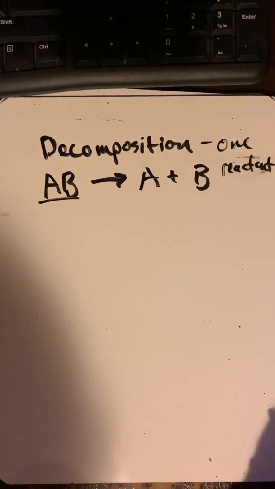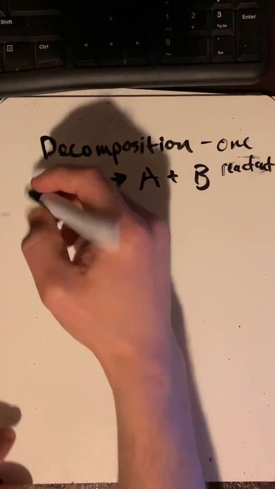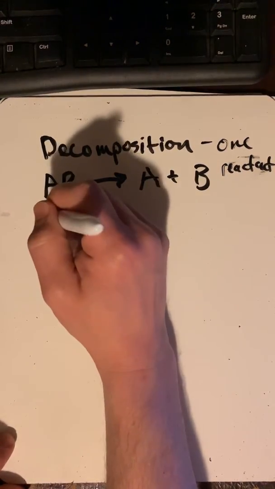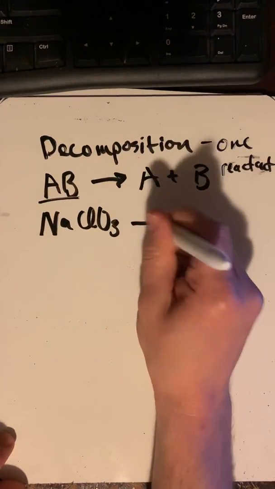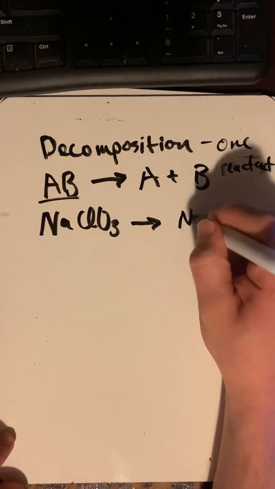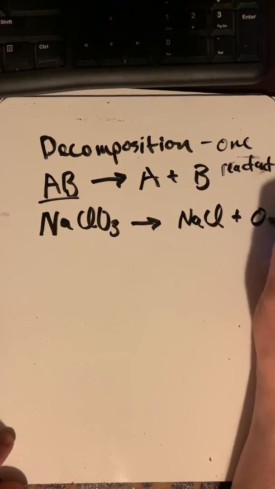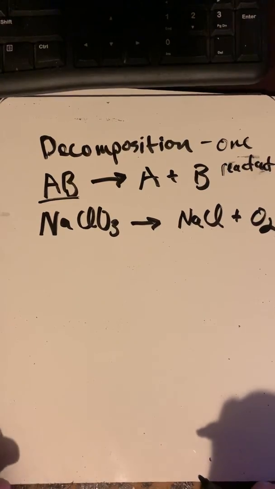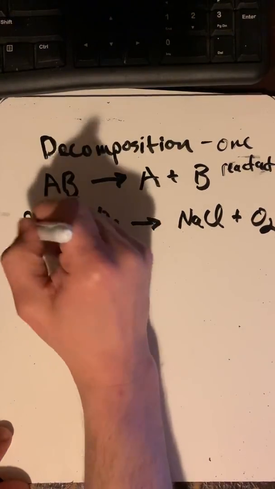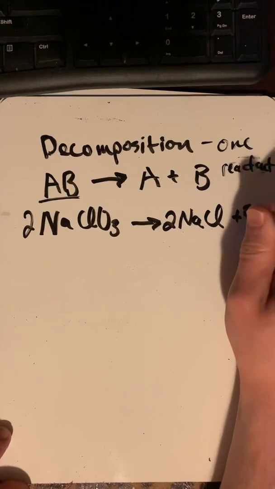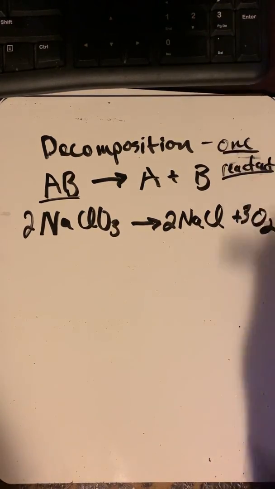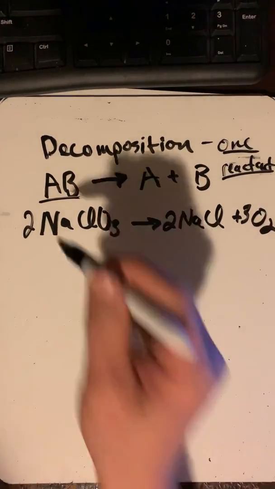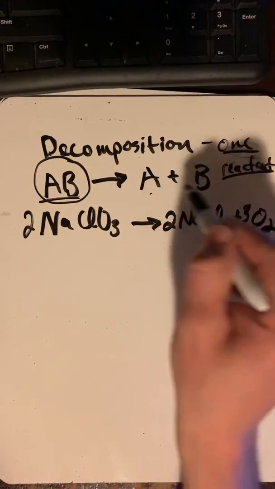Okay, an example of a decomposition reaction would be something like sodium chlorate will decompose into sodium chloride and oxygen. This reaction would need to be balanced. We'll talk about balancing in the next video. So again, a decomposition reaction is when there is only 1 reactant. So this 1 reactant made more than 1 product.